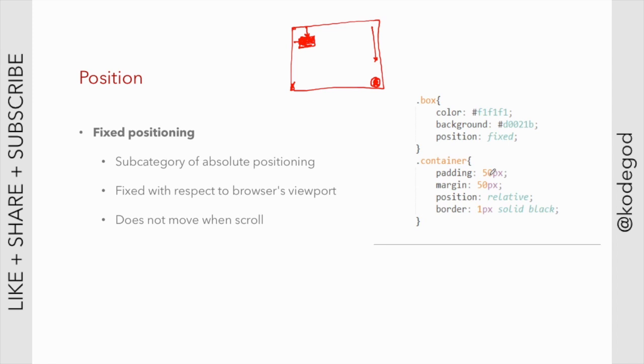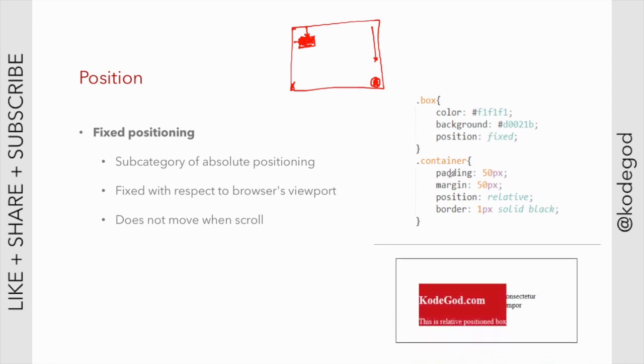Okay, so this is the example that we have seen, and what we have done is just specified value as fixed over here. Everything else remains the same, but when I scroll this page either up or down, this element is not going to change its place. So that was all for positioning your HTML elements. Now let us continue with layers.